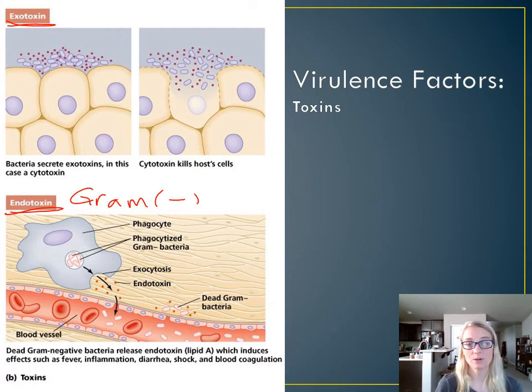Let's say your phagocytes are doing their job, they engulf some gram-negative bacteria, they break them down, and in breaking down that cell wall, they're releasing the endotoxins into your bloodstream, into your tissues, and that can cause some severe side effects like fever, inflammation, diarrhea, shock, blood coagulation, drops in blood pressure, and those outcomes of the endotoxin can be almost as bad or worse than the original infection. So that's another reason why you want to figure out what your infection is, so the doctors can figure out the best course of action for that.